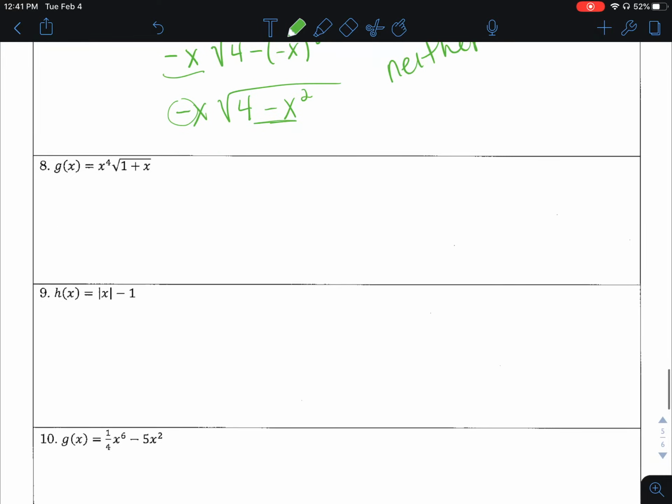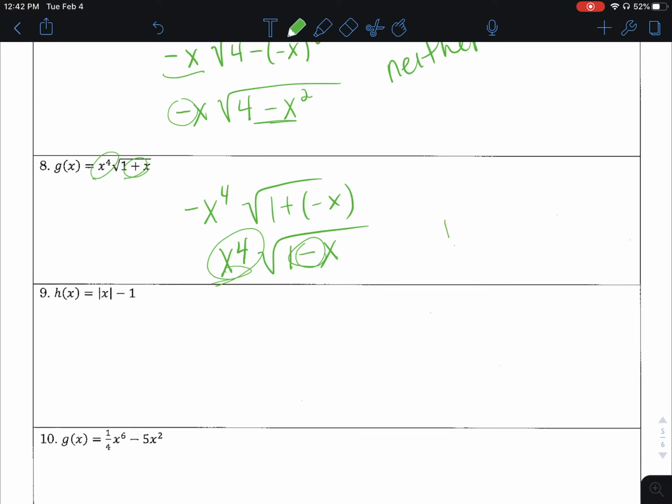All right, number 8. So negative x to the 4th, square root of 1 plus negative x. All right, so negative x to the 4th is going to become just x to the 4th. Again, it's that even exponent, so it would all multiply out to be a positive. And then this would be 1 minus x. So the only thing that's changed is this minus sign, but everything out front stayed the same. So therefore, this is neither.